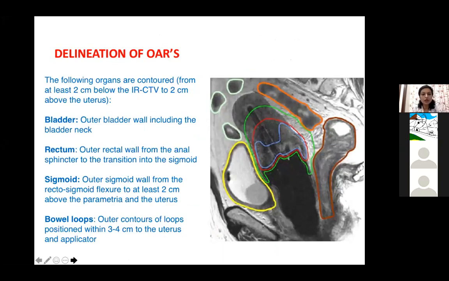Then, of course, the organs are also contoured on the MR images, and the bladder is contoured as an outer bladder wall, including the bladder neck. The rectum is contoured again as an outer rectal wall from the anal sphincter to the transition into the sigmoid. The sigmoid is contoured up to above 2 centimeters of the parametria, and the contouring has to be always done a few sections above the IRCTV. The bowel loops also, we contour the outer loops within 3 to 4 centimeters of the uterus and the application.